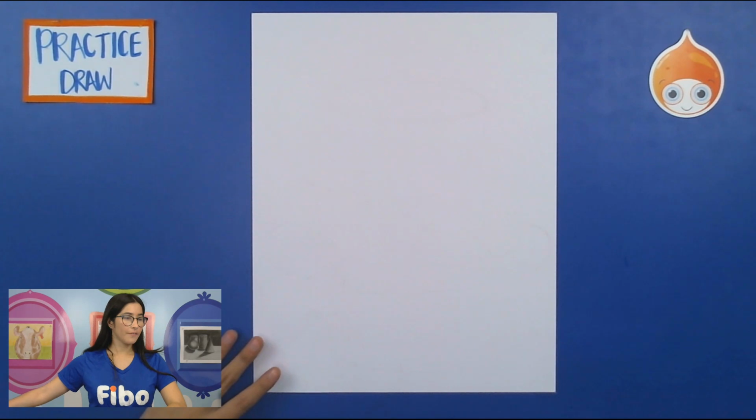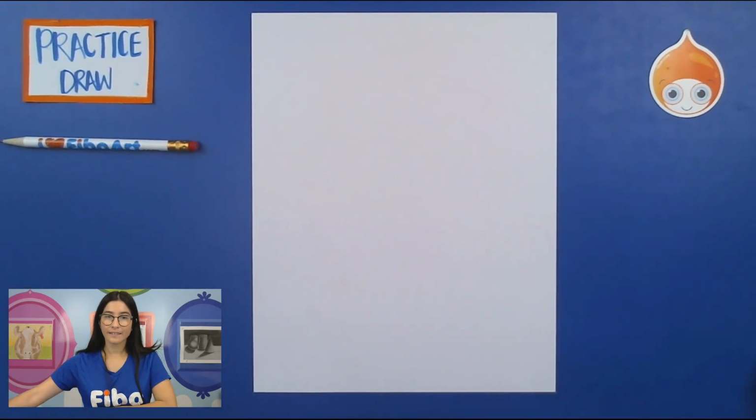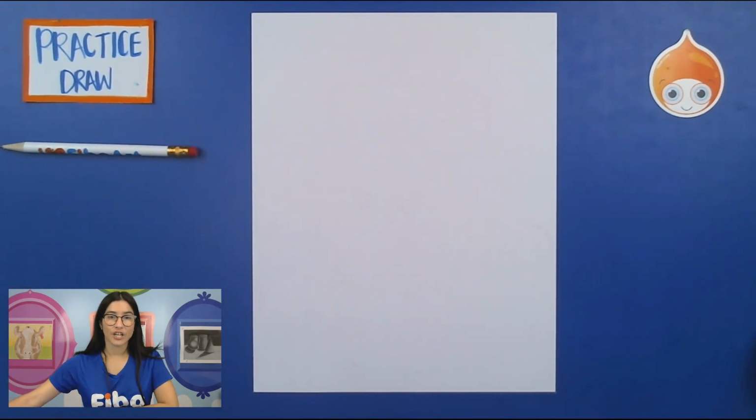But first, to start off, we are going to grab out our drawing materials. So you're going to start with a pencil. Make sure that you're drawing nice and lightly. And I'm going to be using a Sharpie so that way you can see my lines better on your screen.